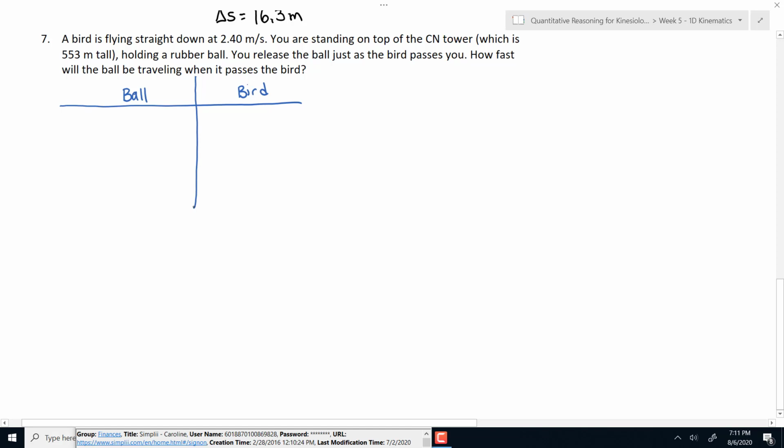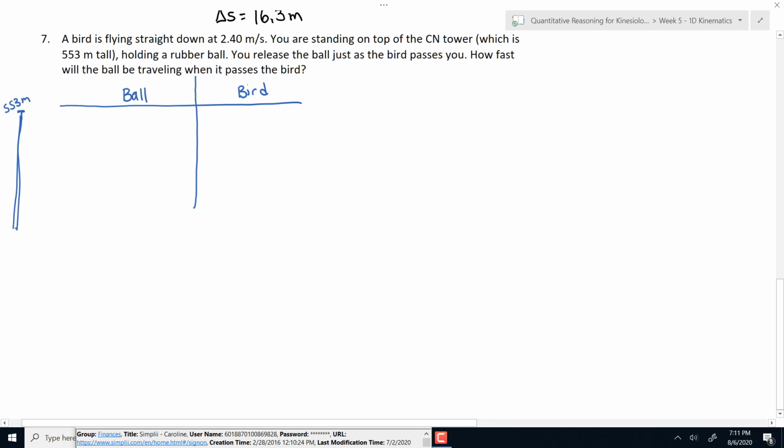Okay, so the bird is flying straight down at 2.4 meters per second. So we need to decide whether we want to say up is positive or down is positive. Here's the CN Tower, let's say. Okay, this is the CN Tower, and you're on top of it, and it's 553 meters tall. So let's say that's 553 meters.